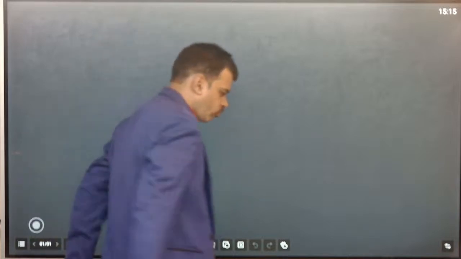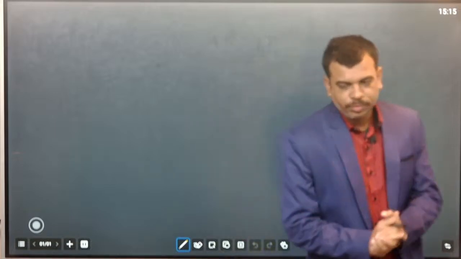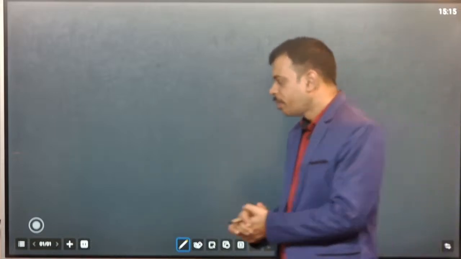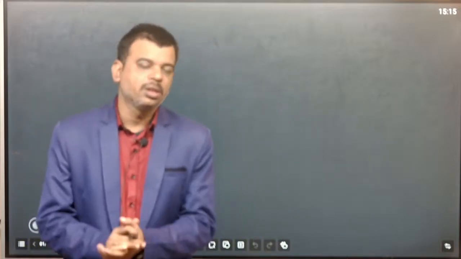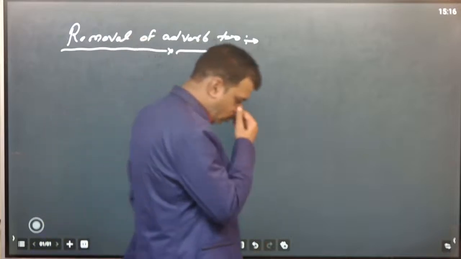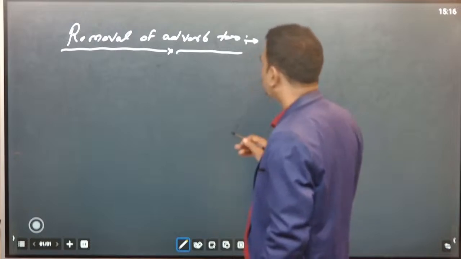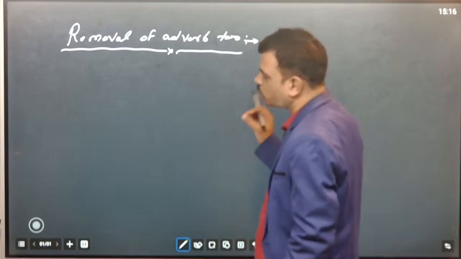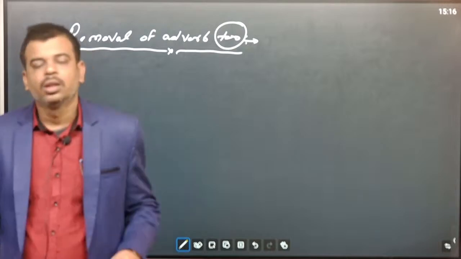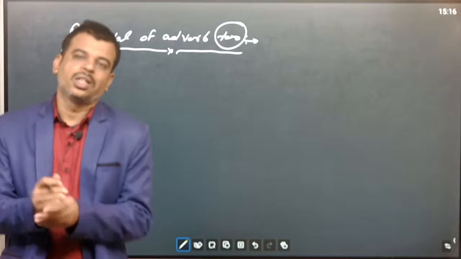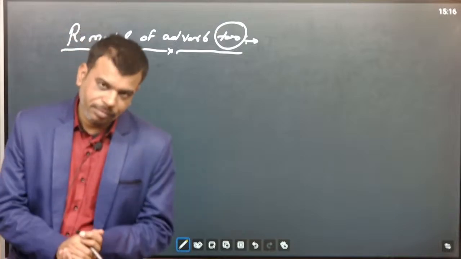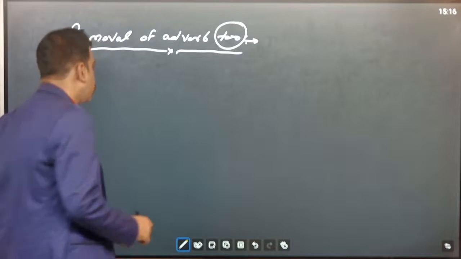Here in this class, class number 2 of adverb, we will discuss the remaining sections and concepts, and after that in the next class you will have removal of adverb to. So what is the condition, what is the meaning of adverb to? Because it is used after the adjective, and you will have terms like this.